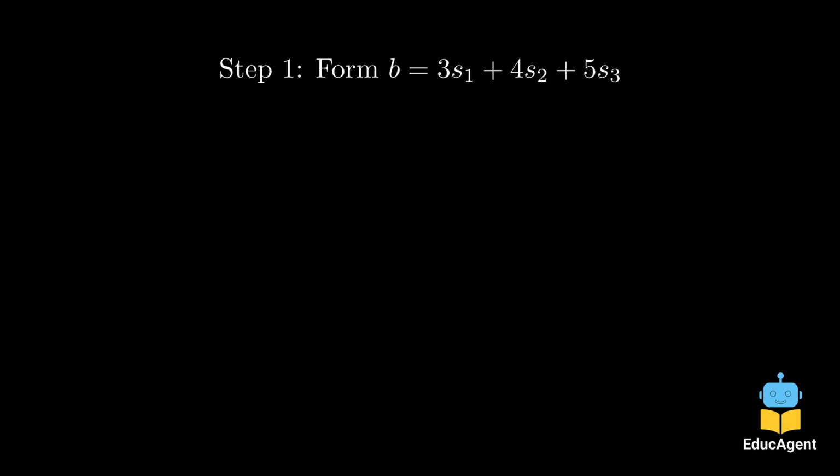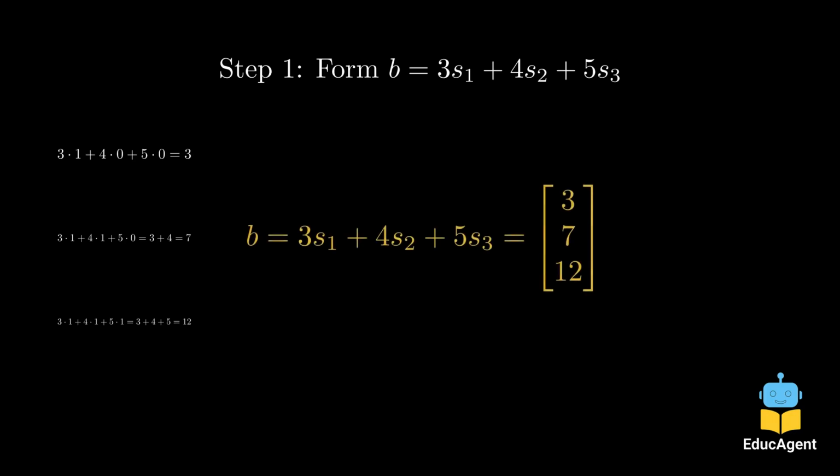First, we form the linear combination and compute each entry of B by adding the corresponding components. The first entry is 3 times the first component of S1 plus the others. That gives 3. The second entry adds 3 and 4 to give 7. The third entry adds all 3 coefficients to get 12. Putting those entries together gives B equals the column vector with entries 3, 7, 12.